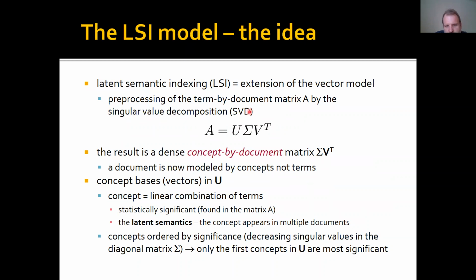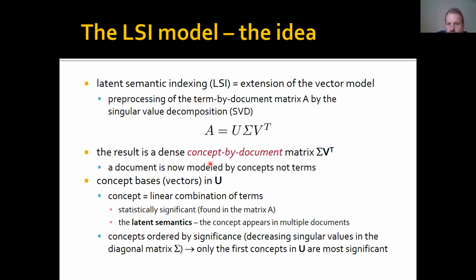SVD, which is singular value decomposition of the matrix A, the term-by-document matrix we already have, into other matrices. So this is the decomposition. We have three matrices that together form the matrix A. Using this decomposition, we are able to transform the data from the basis of terms into the basis of concepts. And what are the concepts? The concepts basically are frequently appearing linear combinations of terms. That's what it is.